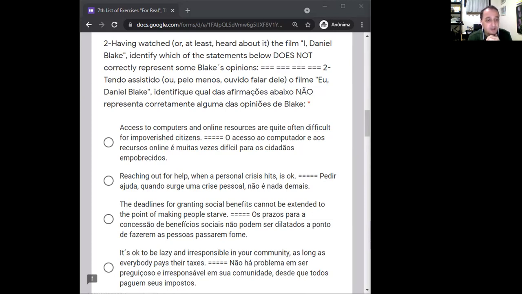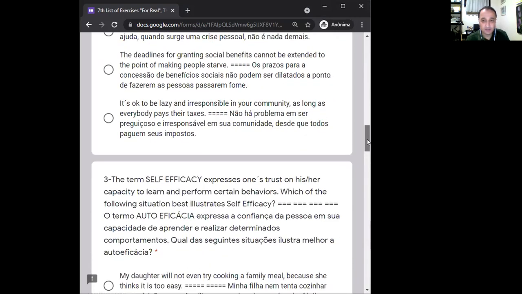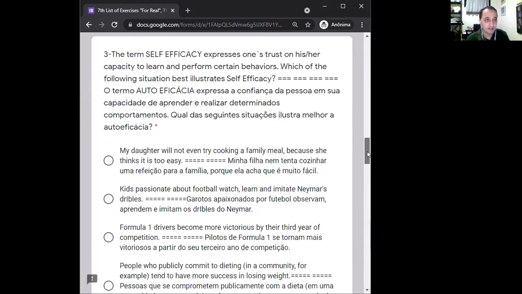And the last one, which is probably the answer since the first three are not the correct answer. The fourth one, it's okay to be lazy and irresponsible in your community as long as everybody pays their taxes. Well, that's not an opinion that you see in the film. People work hard and still have a hard time. So we are not talking about laziness and lack of responsibility. This is not what the film is about. All right? 91% of you got it right. Just 2 people got it wrong in this case.